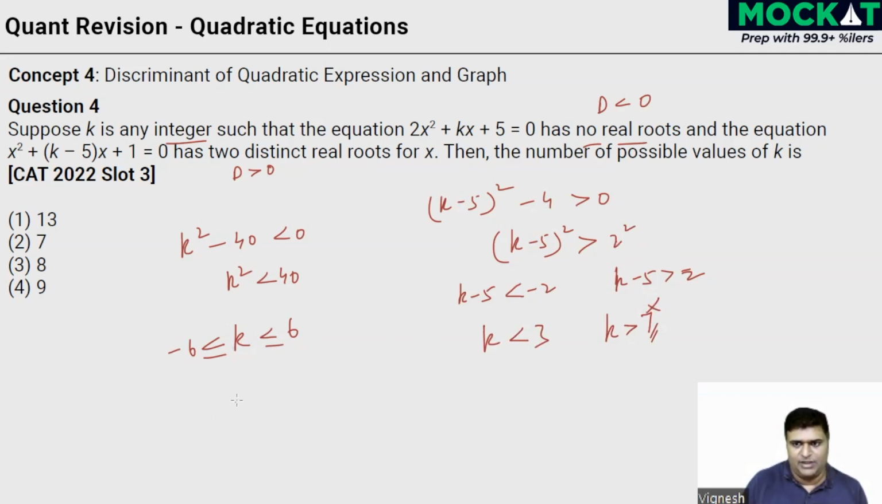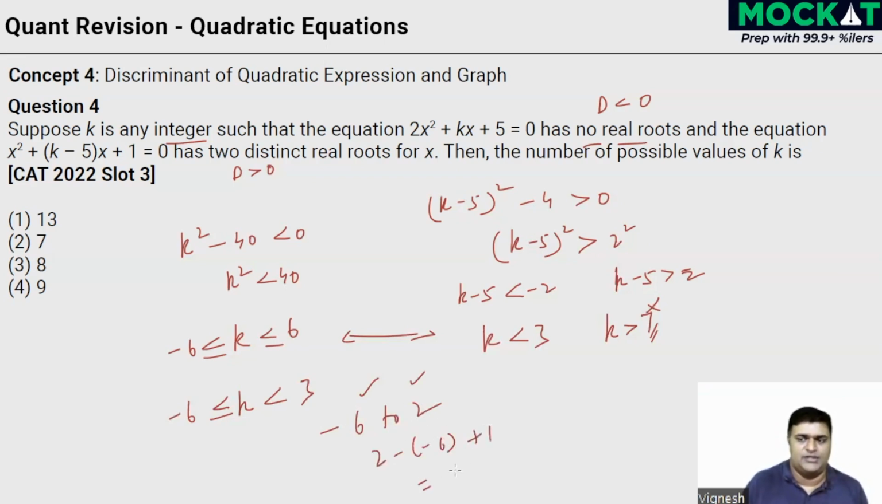Minus k can be less than equal to minus 6, less than 3 over here, right? If you're going to be merging these two, k should be strictly less than 3. So 3 is also not allowed. So only values from minus 6 to 2 are allowed, both inclusive, right? So y minus x plus 1, 2 minus of minus 6 plus 1. That's a total of 9 values which satisfy. So option 4, 9 becomes the answer here, right?